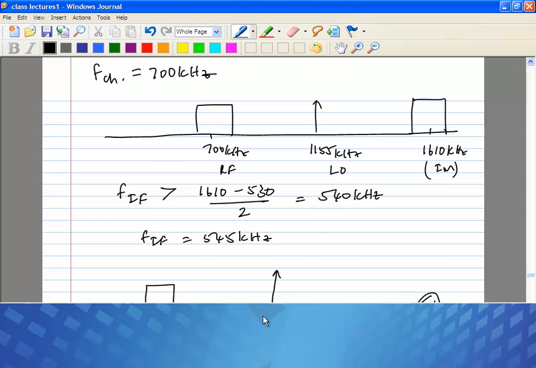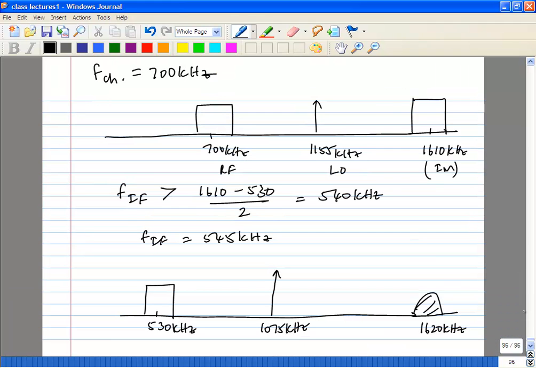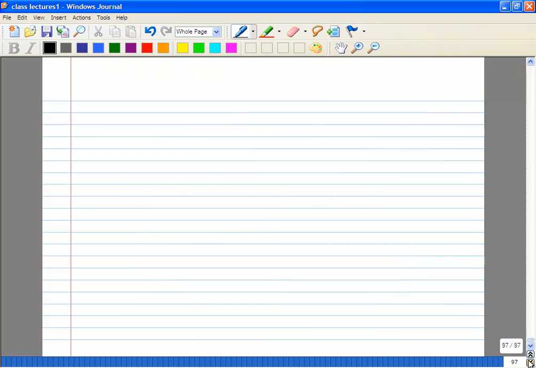So what that means is, we know that. Let's start using some colors. So this is your band select filter. You assume it's going to knock down things outside, and of course the in-band things are still going to be there. So this is 1610. This is your last channel, right? So let's see what happens when you do the mixing operation.